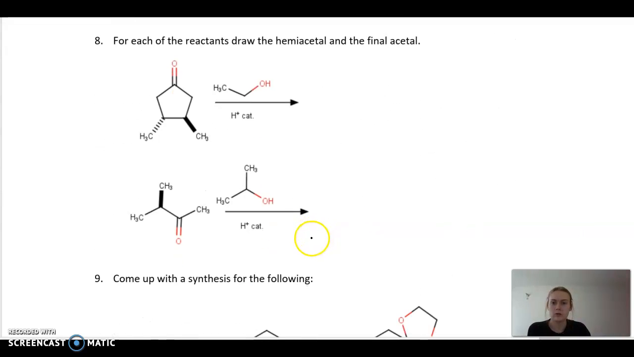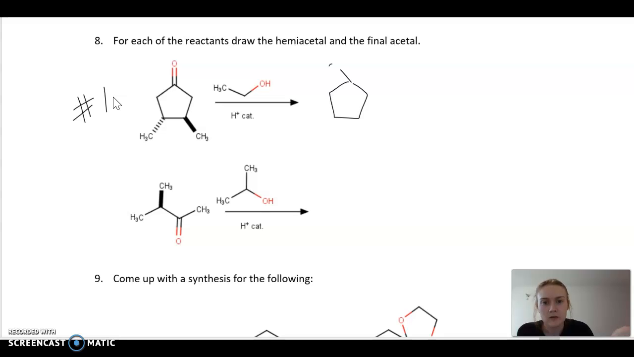Alright, so question number 8. I'm going to do the first one and then have you guys do the second one. If you want to text me the picture of it again, I can double check. Otherwise, after the first one, you guys should get the hang of it.